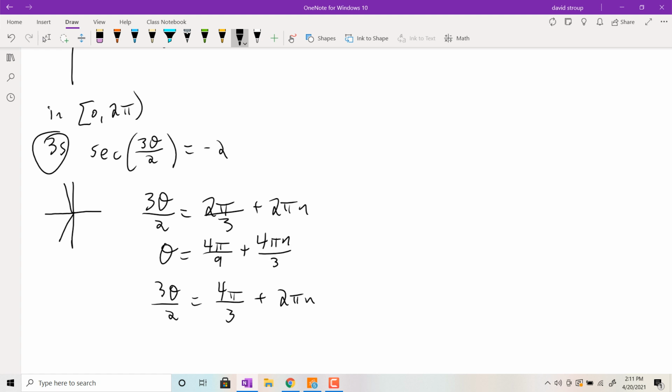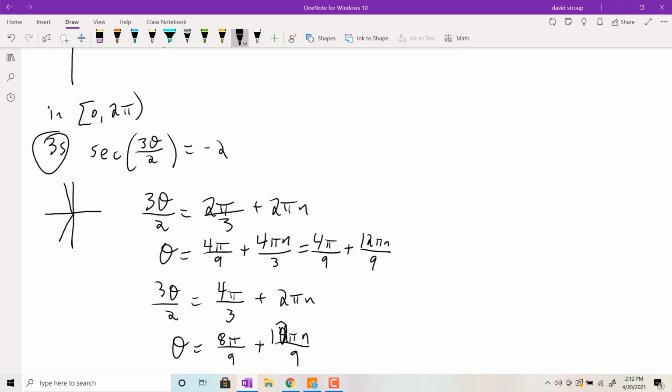Okay. And it's better to get a common denominator here, so you're going to use 4 pi over 9 as your first answer, and then keep on adding in multiples of 4 pi over 3. But to make that easier, I recommend just finding a common denominator right off the bat. So this would be 12 pi n all over 9. Okay, same spiel for this other guy. So theta will be 8 pi over 9 plus 4 pi n over 3, which will be 12 pi n over 9 from my above work.